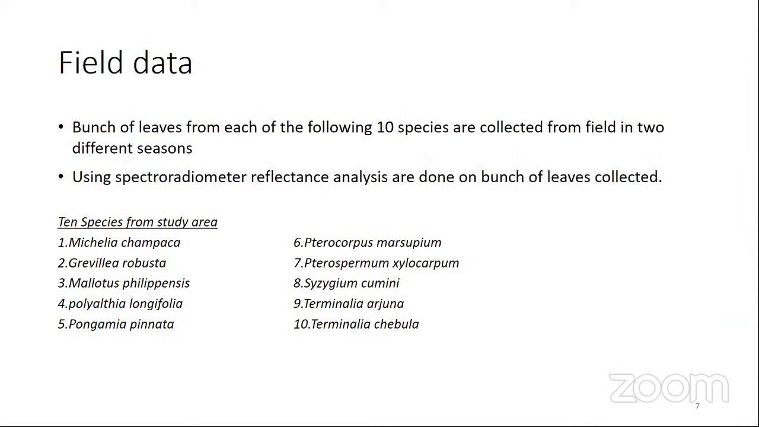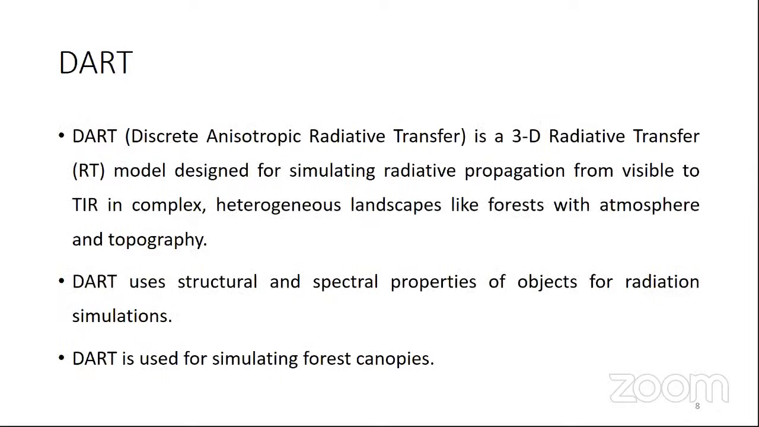Coming to field data, bunches of leaves from each of the following 10 species were collected from the field in two different seasons, and reflectance analysis was done using a spectroradiometer. These are the 10 species: Bischofia champaca, Grevillea robusta, Mallotus philippensis, Polyalthia longifolia, Pongamia pinnata, Pterocarpus marsupium, Pterospermum xylocarpum, Syzygium cumini, Terminalia arjuna, Terminalia chebula.